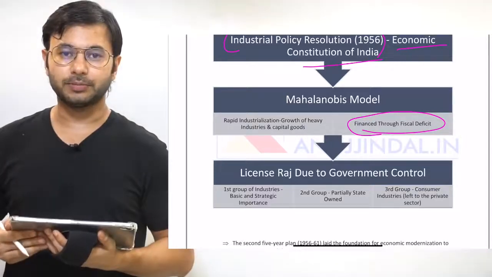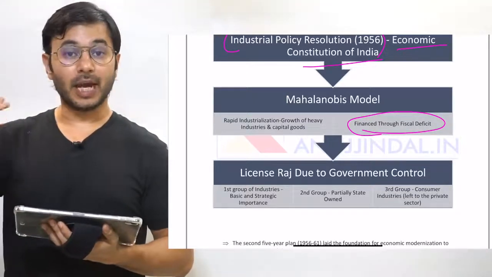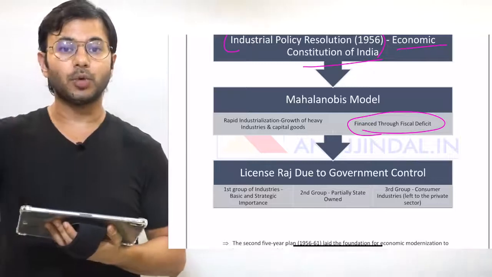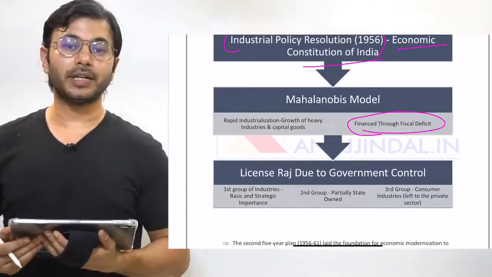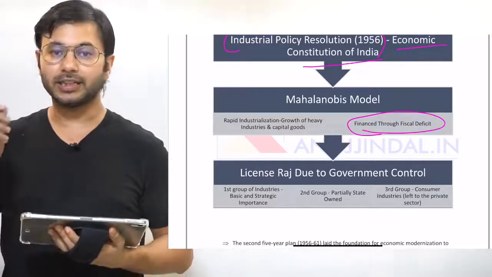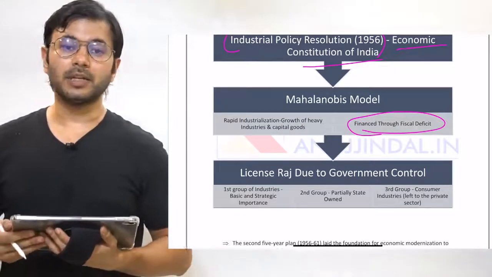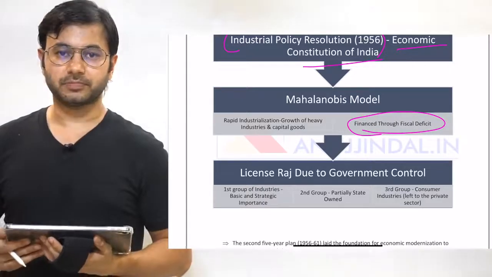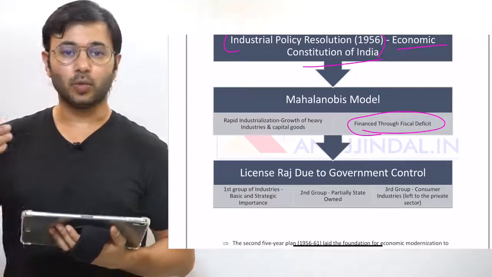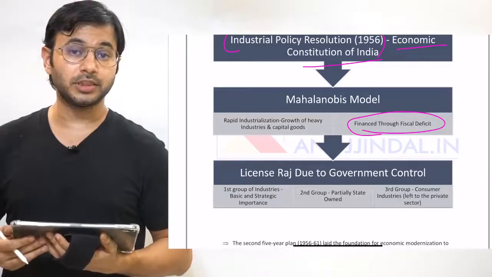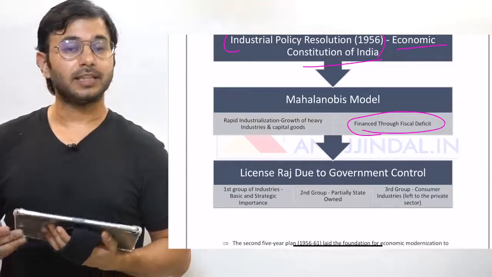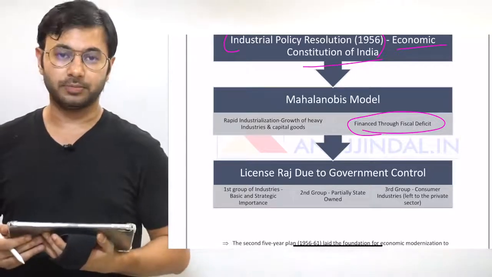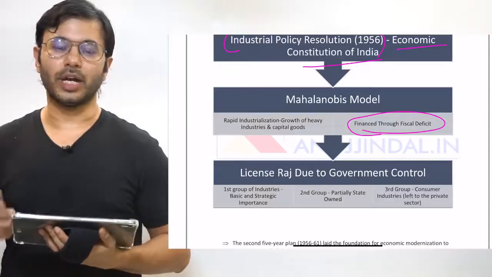According to the Mahalanobis model, if the country invests in capital goods, that investment will automatically result in investment in consumer goods. Let us take an example to understand this. For example, the country starts by investing in the bread making industry. What will happen? The country will start investing in industries which create bread, and that bread is going to be consumed by the economy, by the people in the economy like you and me.